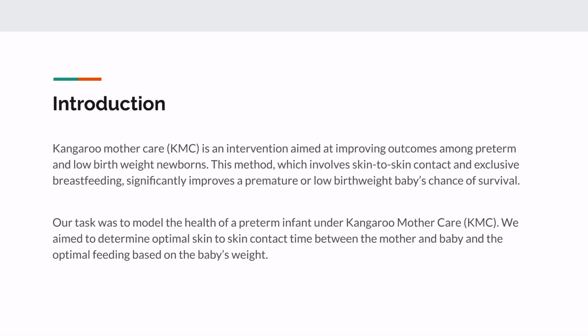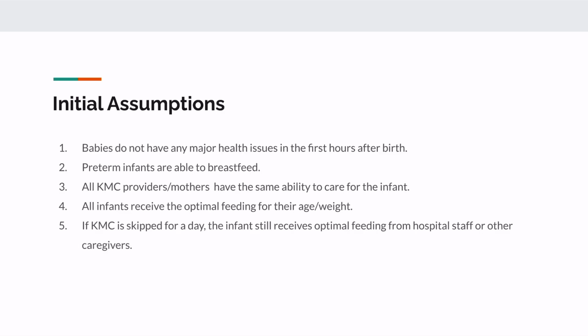Kangaroo Mother Care, or KMC, is an intervention aimed at improving outcomes among preterm and low birth weight newborns. This method, which involves skin-to-skin contact and exclusive breastfeeding, significantly improves a premature or low birth weight baby's chance of survival. Our task was to model the health of a preterm infant under KMC. We aimed to determine optimal skin-to-skin contact time between the mother and baby and the optimal feeding based on the baby's weight. We had a few initial assumptions to simplify the problem.